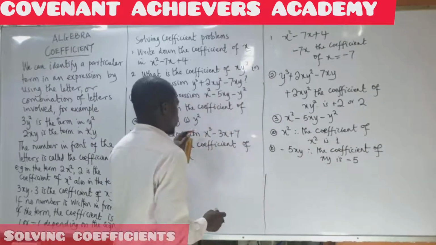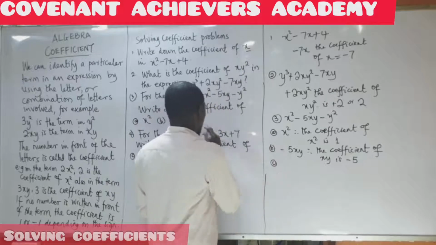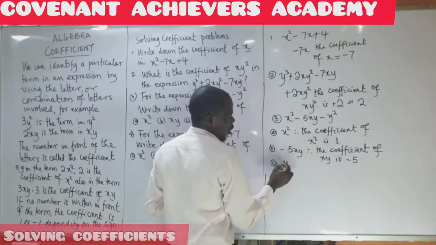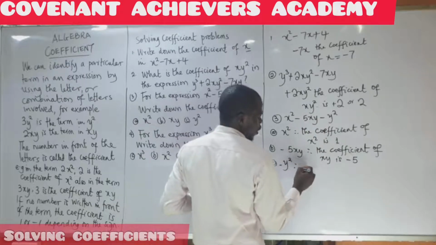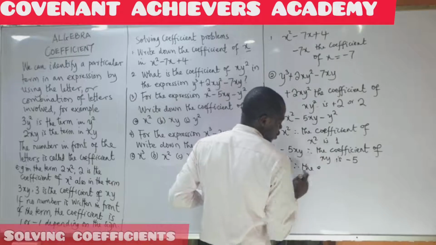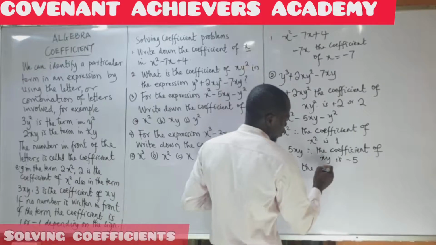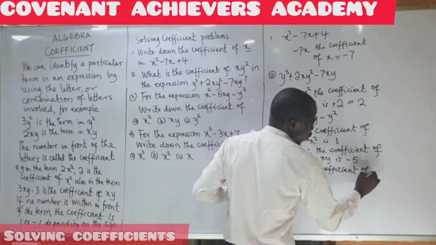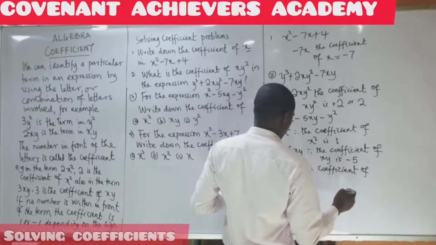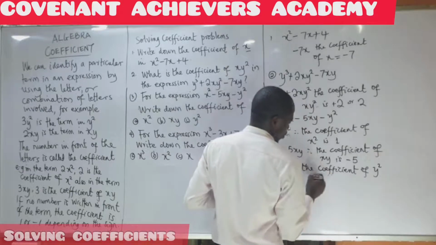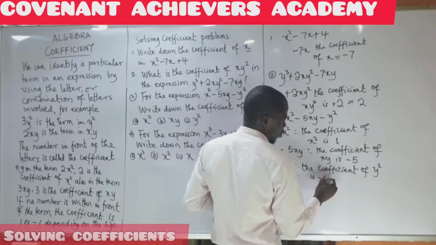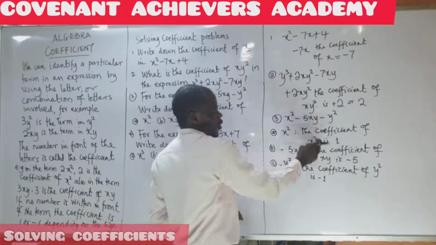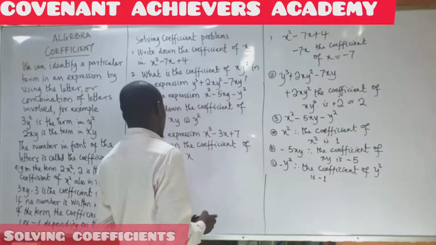Then the last one, C, the coefficient of y squared. The term y squared appears in this expression as minus y squared. So, therefore, the coefficient of y squared is minus 1. As you can see, in the first one there is no negative, but once you have a negative, you have to indicate it. The coefficient is minus 1.